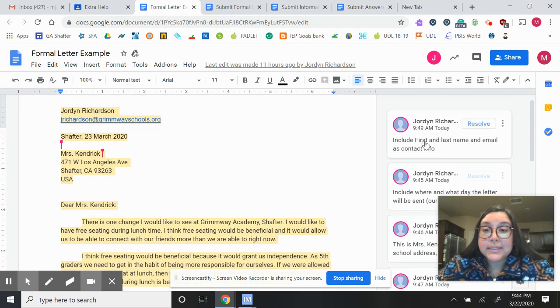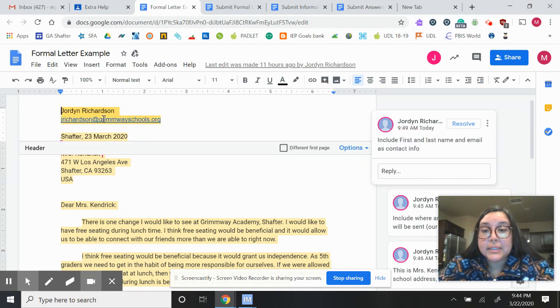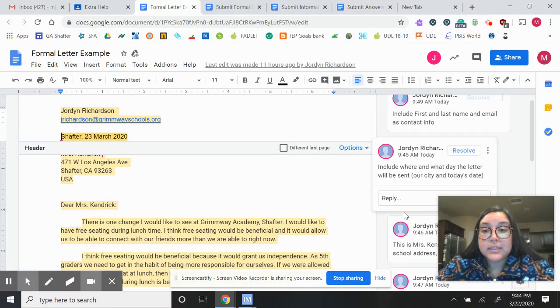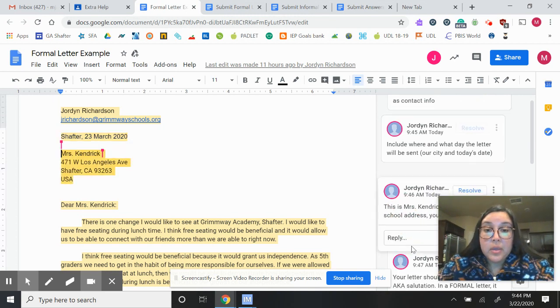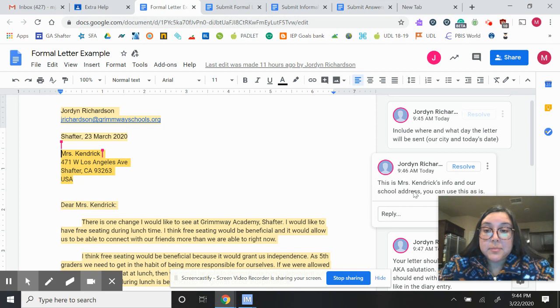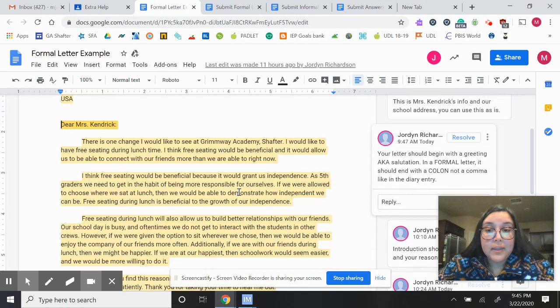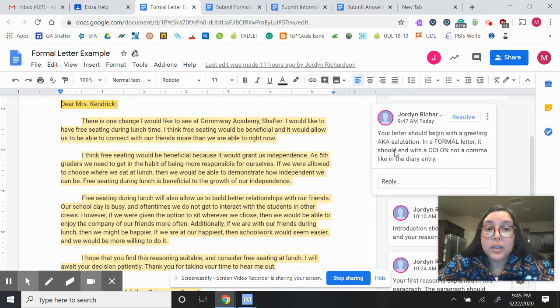So you'll notice here on the sides, if you click on the comments, it highlights exactly what part of the letter that is. So this is the first and last name in the email. The second comment is the date and where the letter is sent from. This one here is what I want to highlight. This is Miss Kendrick's information with the school address. And you guys are all going to be writing to Miss Kendrick because you're all writing a formal letter to the principal. So you can copy and paste this onto your letters so that you don't have too much trouble finding her information. Okay? And then you can click through all of the comments to really see what each portion says.